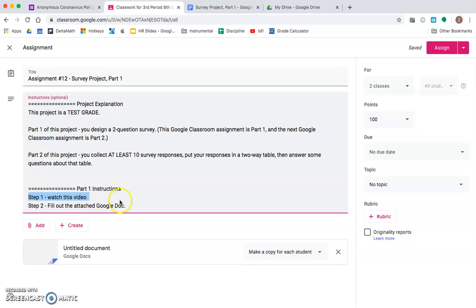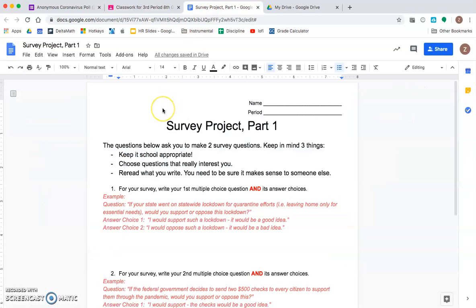You're doing step one right now. You clicked on this video link and you're watching the video. Step two is you're going to fill out the attached Google Doc. And what I mean by that is right down here, you're going to click on this and it's going to pop up and show you this. This is where you are going to write the 2 questions in your survey.